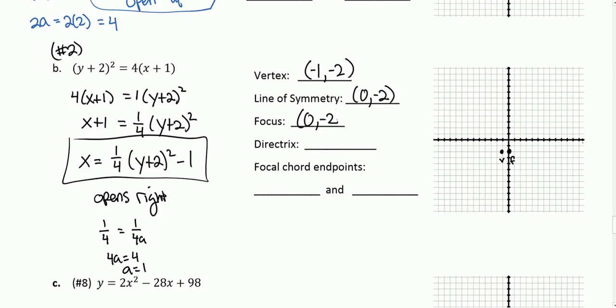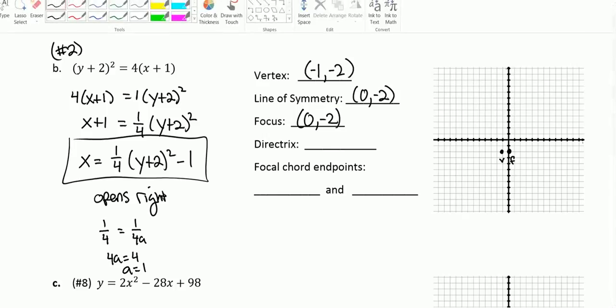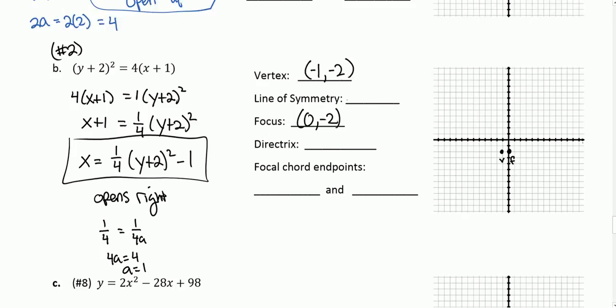Put it in the wrong place again. Let me fix that. The directrix is located on the opposite side of the vertex, same distance away, so it's this vertical line, x equals -2.